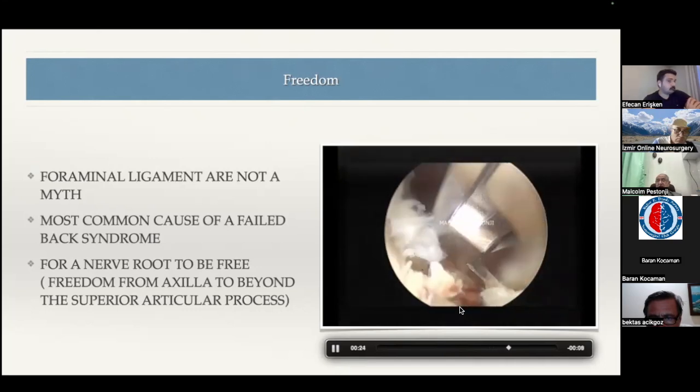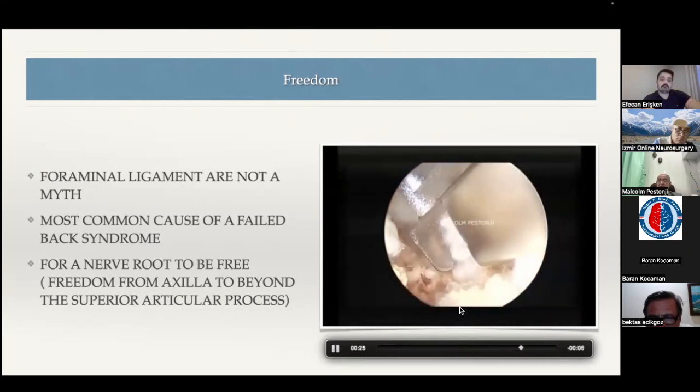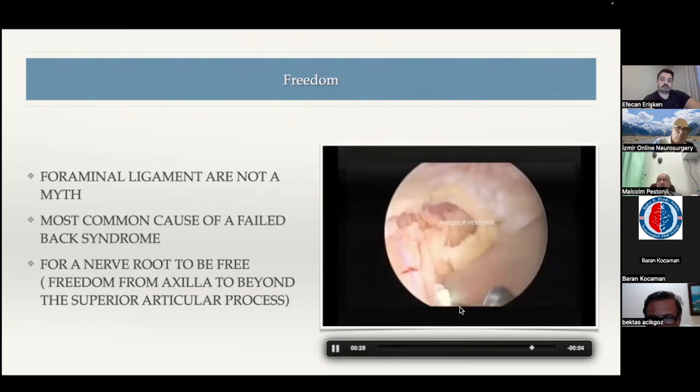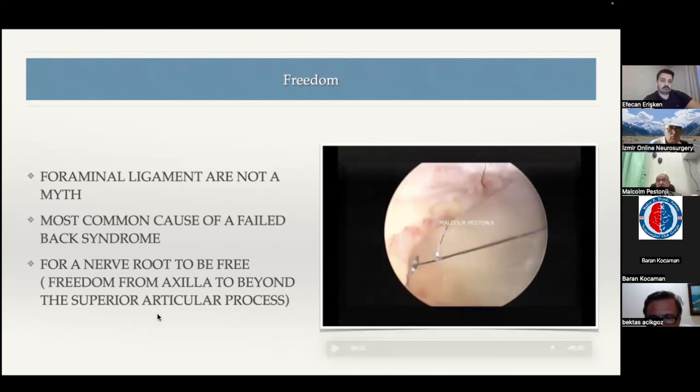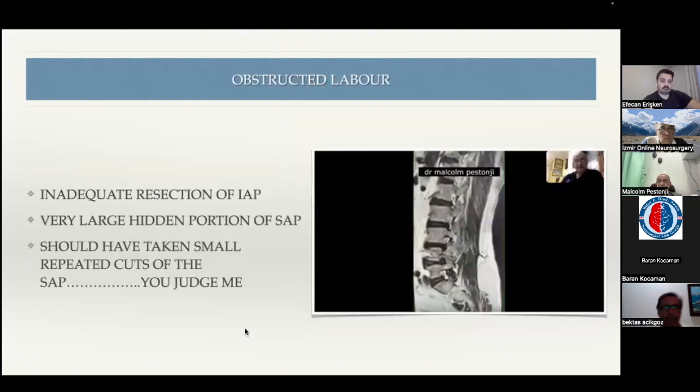And after I cut it, and after I cut a part of the SAP, you will be able to see how nicely the nerve root looks free after that. So for a nerve root to be free, freedom from axilla to beyond the superior articular process must be mapped. I think I've already shown this, so I will not play this video again. It was of that huge piece of bone which we needed to remove and morcellate.